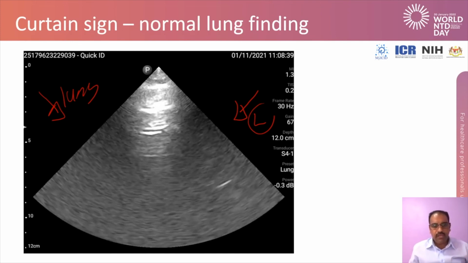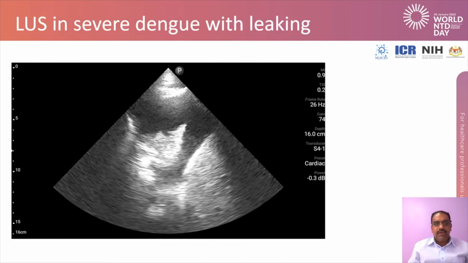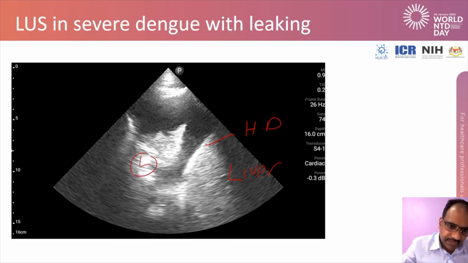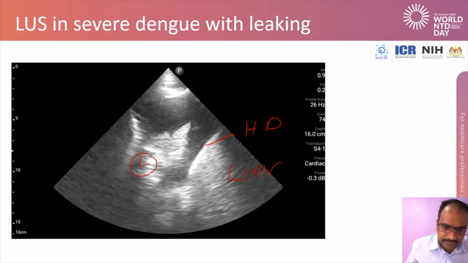So this is a normal lung without a pleural effusion, and what we are seeing is a curtain sign. So now let's move on to pleural effusion. This is a dengue patient who had severe leaking and had a pleural effusion. So this will be liver. Here will be the hemidiaphragm, and this will be the lung, collapsed lung. So I'll play the video.